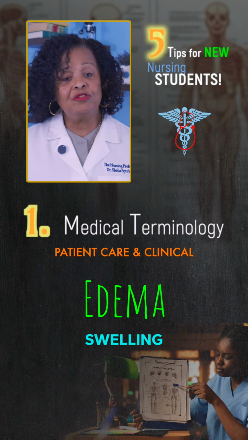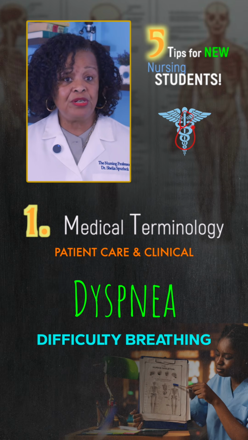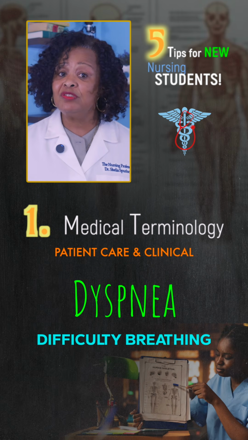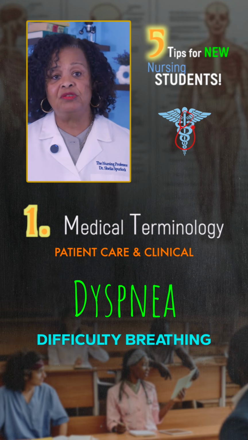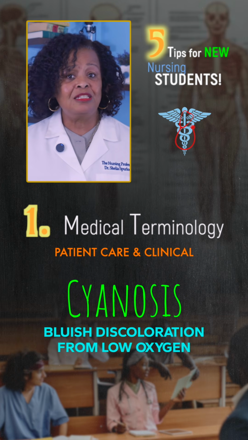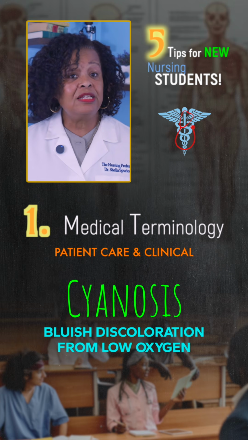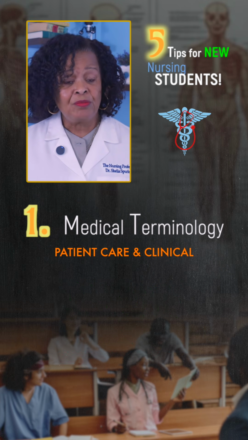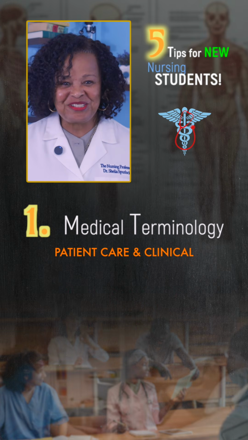Edema, that's another word for swelling. Dyspnea is another word for difficulty breathing. So that could look several different ways, but knowing these words is really going to help you understand those lectures. Cyanosis means that the person's skin is bluish or gray even, which is an indication that they have a low oxygen level. Few more words. I know I just said that before, but really, a few more words.